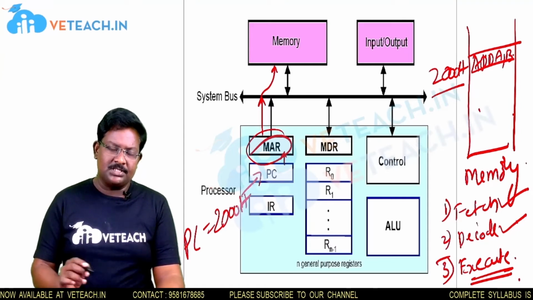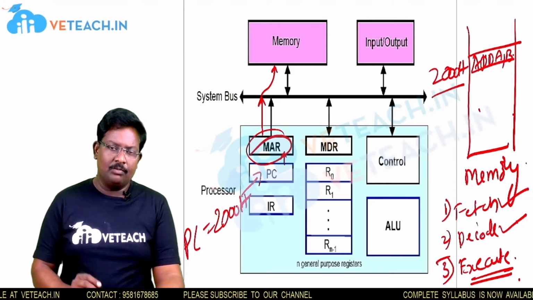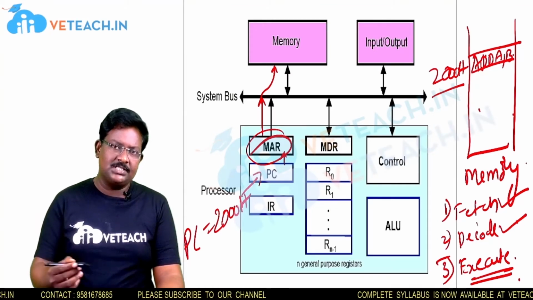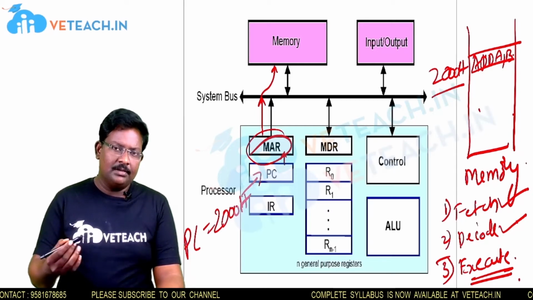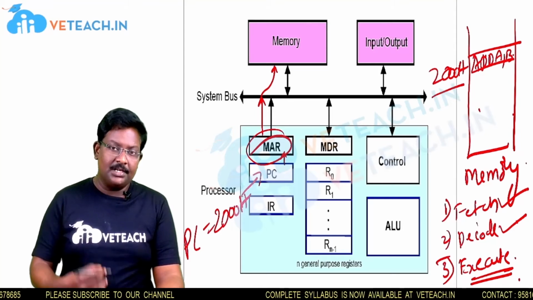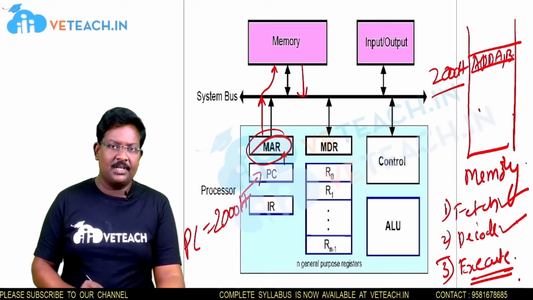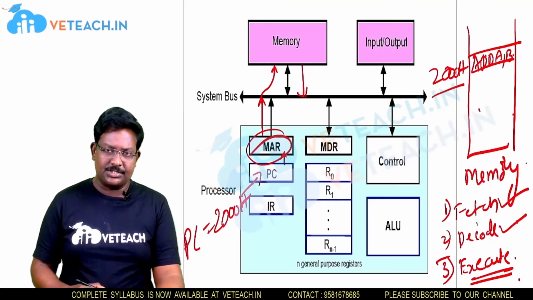In memory we perform a search operation for where the particular address is present. After identifying the address in the memory, we perform a read operation. The processor sends a control signal called the read control signal, and accordingly the particular instruction is read out from the memory and sent again to the system bus.